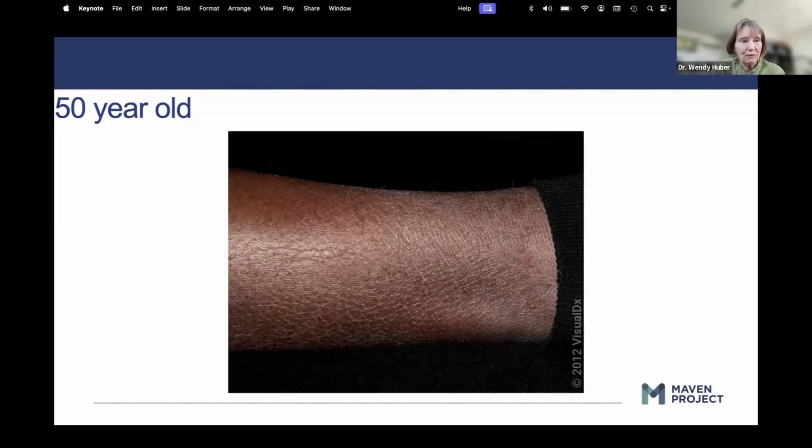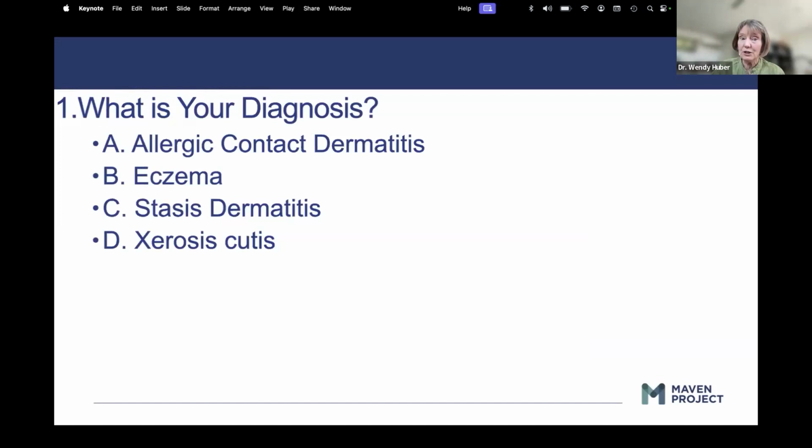So my next question for you for the first poll is, what is your diagnosis? Do we have allergic contact dermatitis? Do we have eczema, stasis dermatitis, xerosis cutis?